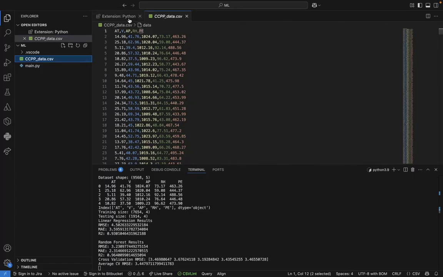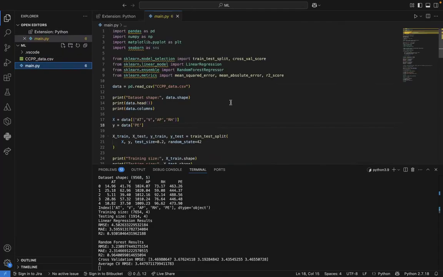So, coming to the code, the model uses four environmental variables as input features: temperature, exhaust vacuum, ambient pressure, and relative humidity. These factors influence the thermodynamics and efficiency of the turbines, and therefore affect the electrical power output. The target variable is P, which represents the electrical power generated by the plant.